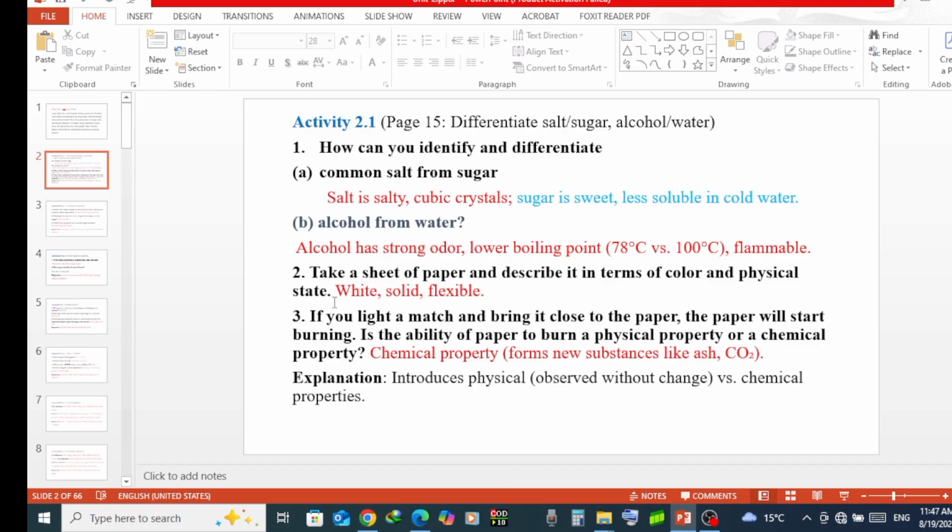The third question that we have seen there is, take a sheet of paper and describe it in terms of color and physical state.